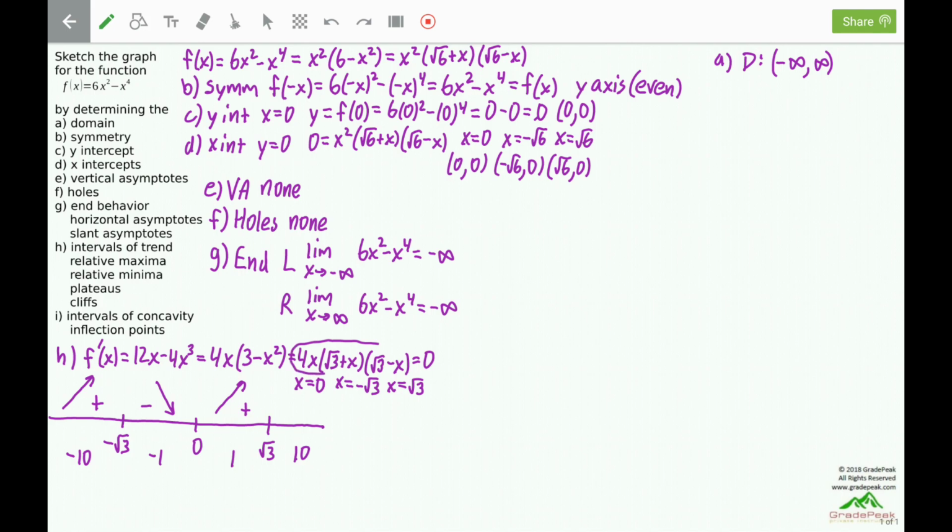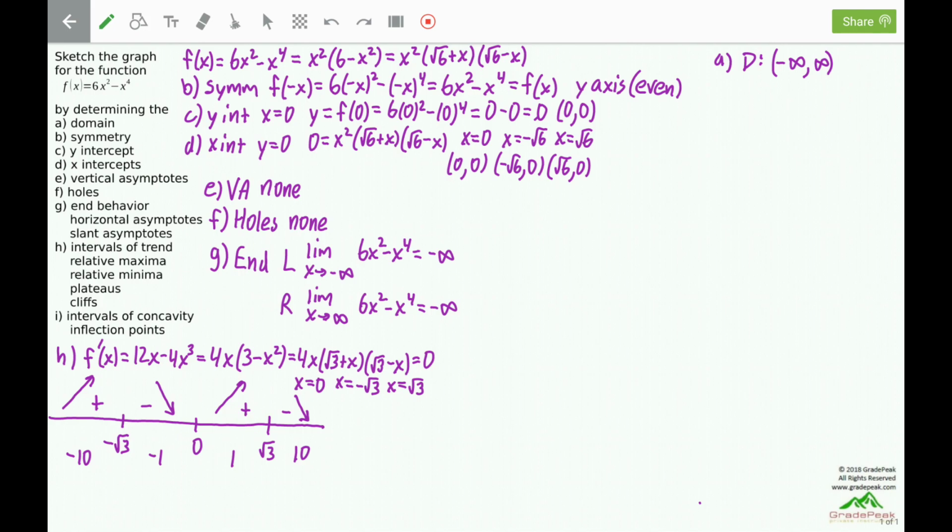This corresponds to an increasing trend. Plugging in the test value of x equals positive 10, 4 times positive 10 is positive, times the square root of 3 plus 10, which is positive. Positive times positive is positive. Square root of 3 minus 10 is a negative. Positive times negative is a negative. We have a negative first derivative, which corresponds to a decreasing trend.